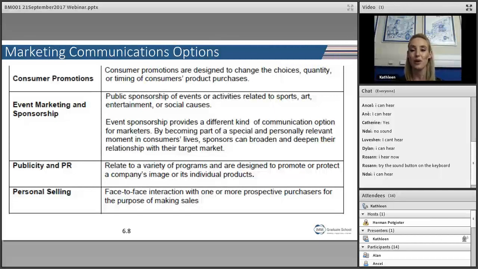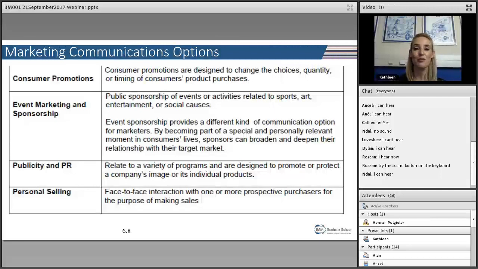Again, a buy 2, get 1 free special. Say for shampoo, you might buy 1 bottle of shampoo a month, but if I give you a buy 2, get 1 free special, you're going to be taking 3 bottles at one time.